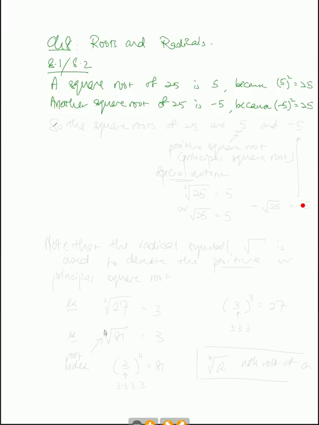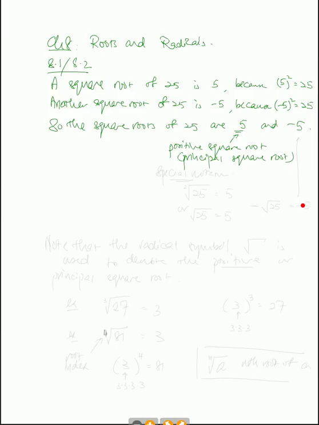So, in summary, we say that the square roots of 25 are 5 and -5. So you notice there's really two answers. There's the positive answer and the negative answer. Okay, so the 5 is what we call the positive square root. And being the positive square root, another way of saying that is the principal square root.